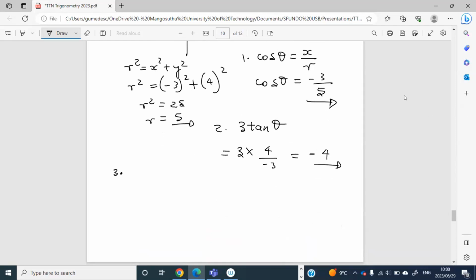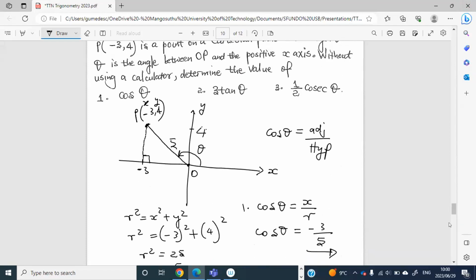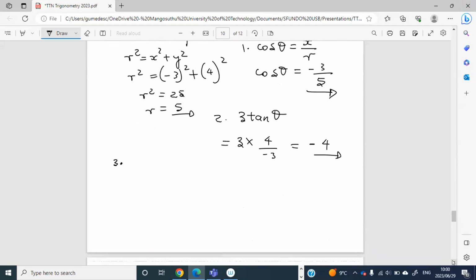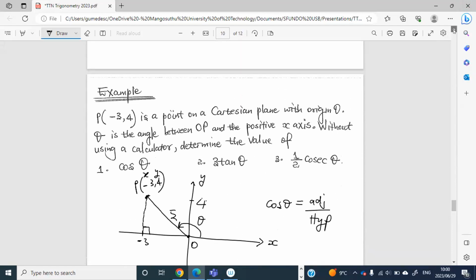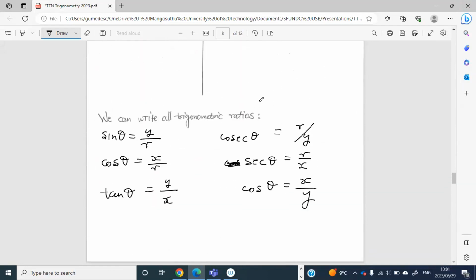So now, what we want to do is to try and find half cosec theta. Half cosec theta is equal to what? Half is here, so all we need to do is to write cosec theta in terms of x, y, and r. Remember, cosec is the reciprocal of sine. Sine is y over r, so cosec theta is r over y.